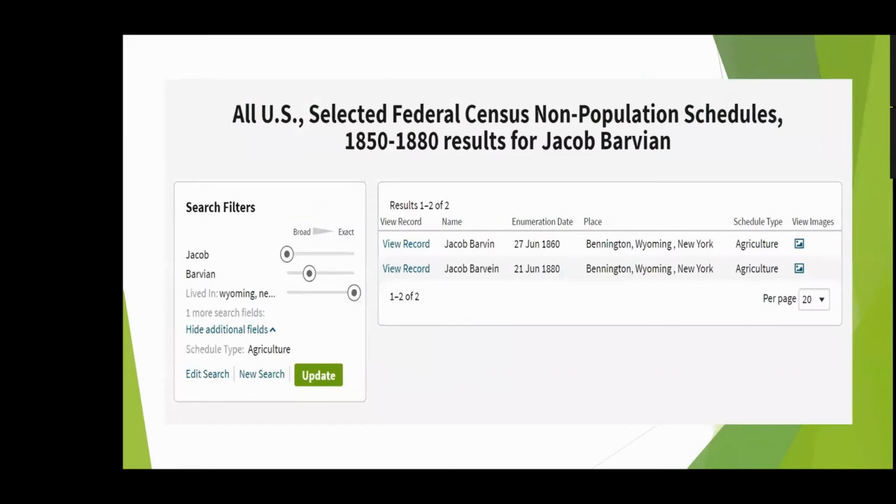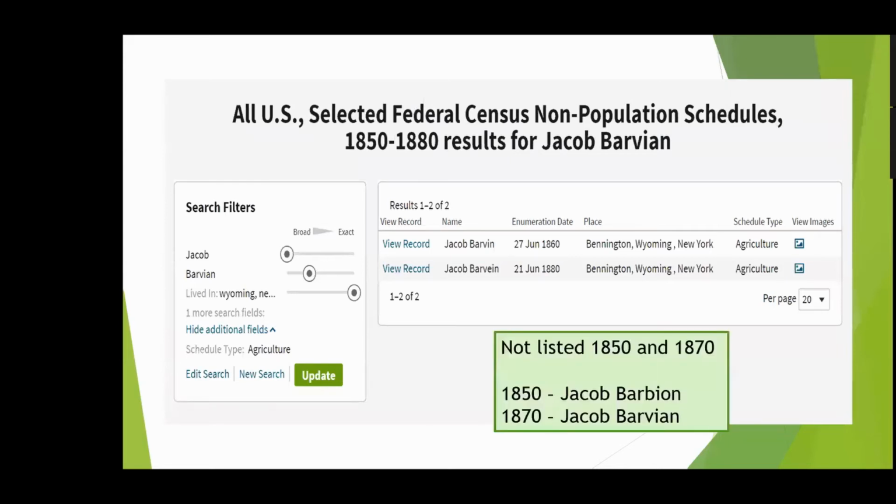And so when I did a general search on his name, I only came up with 2 variations of his name. 2 years are missing. So I was able to look at those 2 first, and then I went looking for the others. He wasn't listed for 1850 or 1870, which means now I know how to browse it or do a search with it.